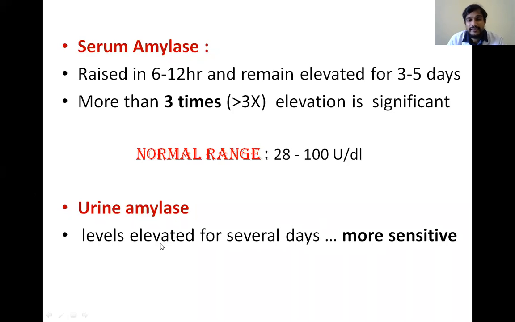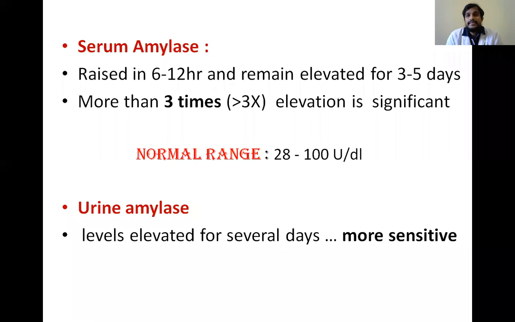And urine amylase is important because when amylase levels are increased in blood, then the urine levels will also be increased. But urine levels are more sensitive because the serum amylase levels will come to normal within 3 to 5 days, but urine amylase levels will still be elevated even after that. That's why these are more sensitive than the serum amylase levels.